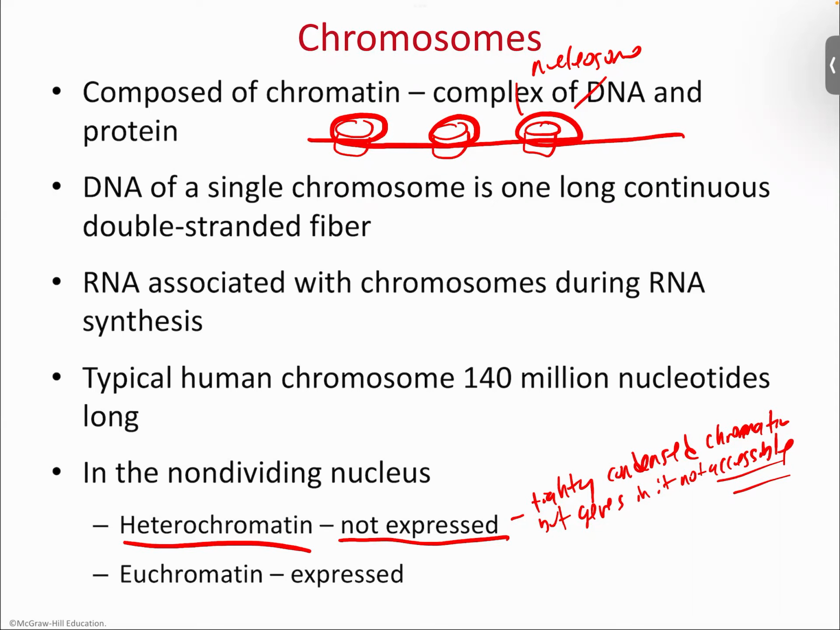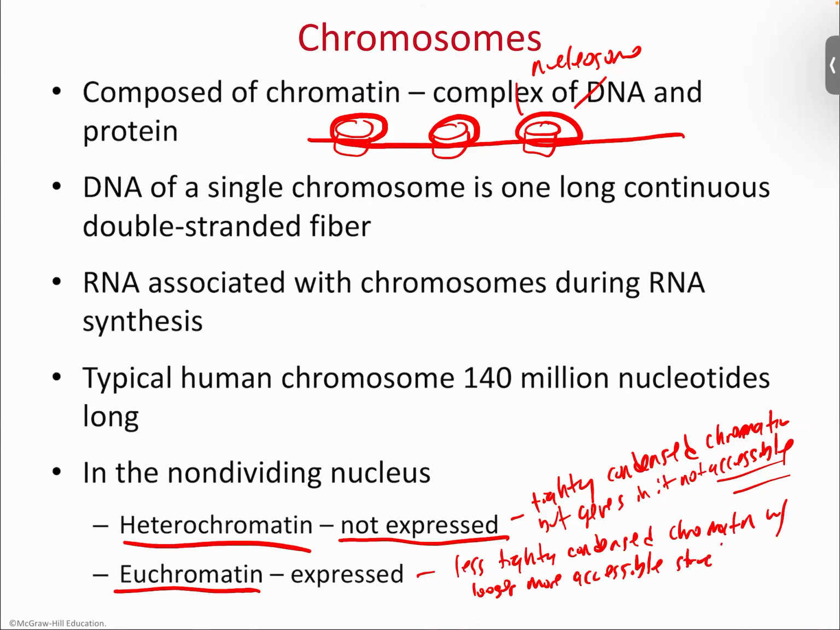Now, on the flip side of that, you've got what's called euchromatin. So this is a less tightly condensed chromatin with a looser, more accessible structure. So any genes in here are going to be expressed because you can get access to them.